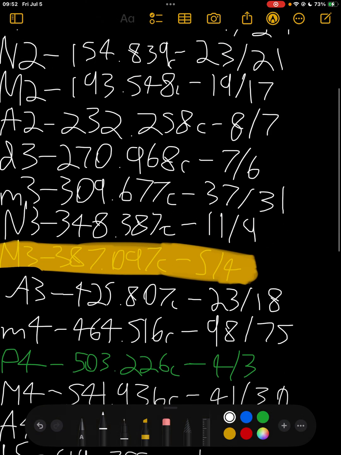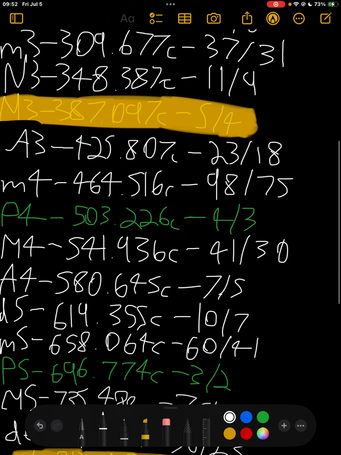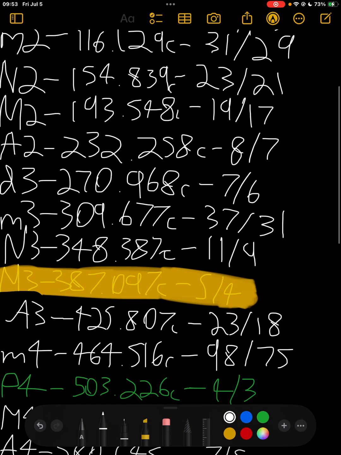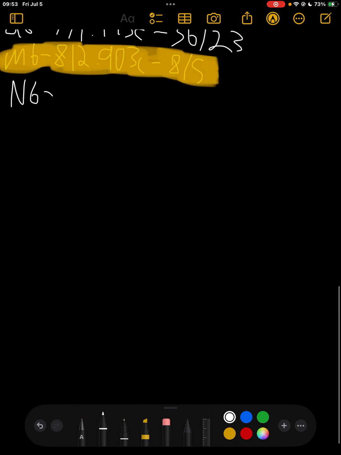The next interval we got is a neutral sixth. So let's just put that in. Neutral sixth, with 851.613 cents. And it uses an 18-to-11 ratio.